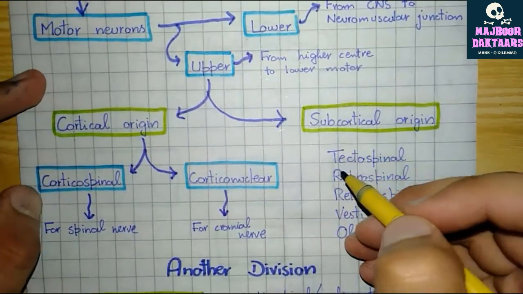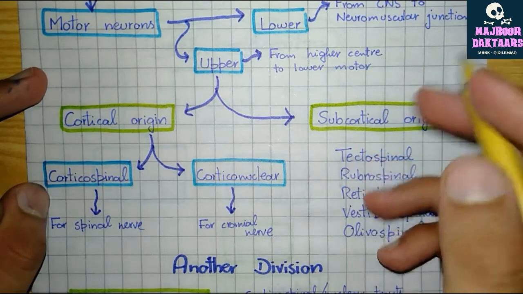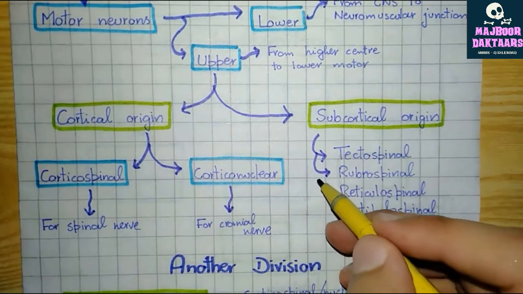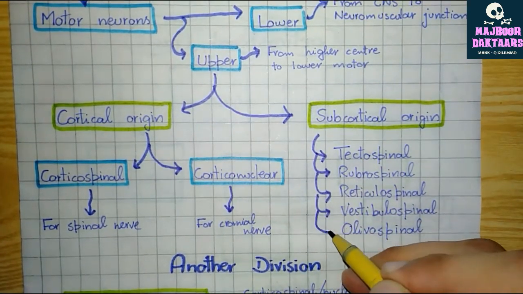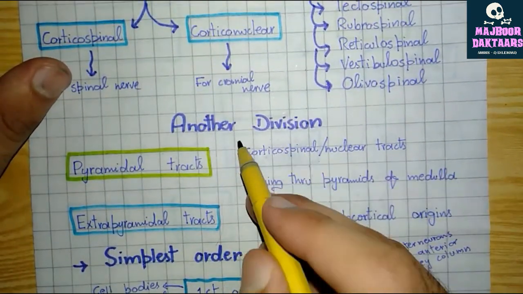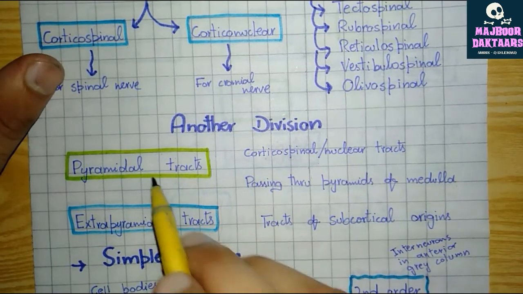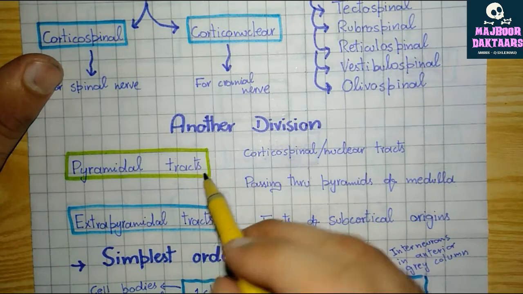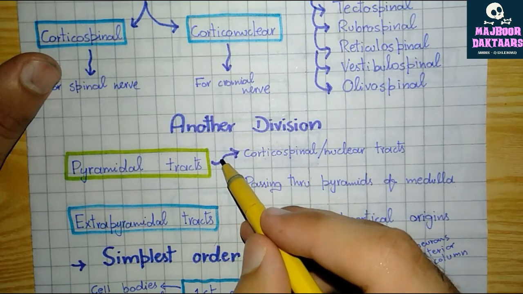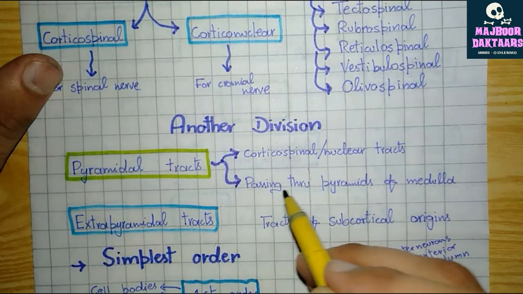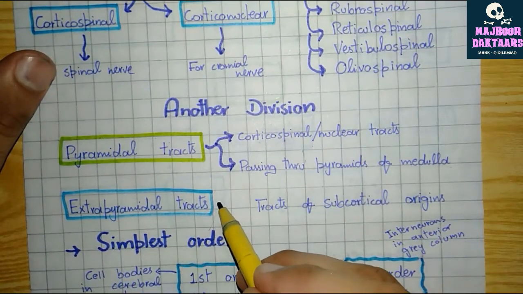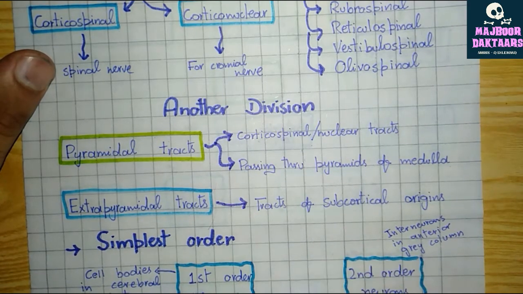The subcorticular origin tracts have their origin below the cerebral cortex. These include the tectospinal, rubrospinal, reticulospinal, vestibulospinal, and olivospinal tracts. We're going to talk about them later. Another type of division, which is a primitive division, divides the upper motor neurons into pyramidal tracts and extrapyramidal tracts. Pyramidal tracts include the corticospinal and corticonuclear tracts, and they are defined by the fact that they pass through the pyramids of the medulla. Extrapyramidal tracts are the tracts of subcorticular origin.